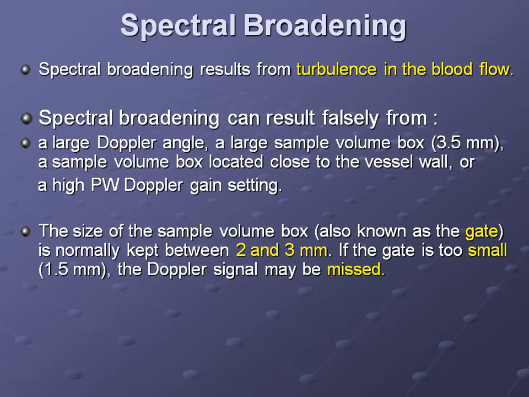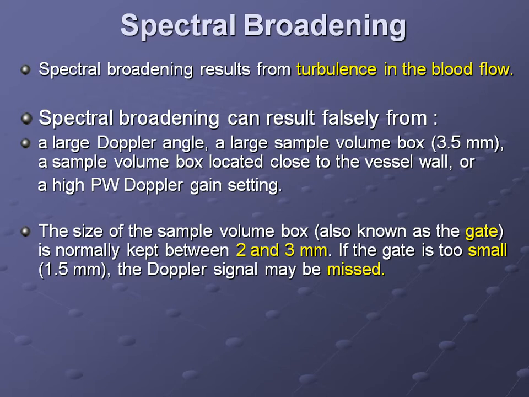What do you mean by spectral broadening? It's the result of turbulence in the blood flow. When there is a turbulent blood flow, you have spectral broadening. It can result falsely from either a large Doppler angle, a large sample volume box more than 3.5 millimeter, a sample volume box located close to the vessel wall, or a high pulse wave Doppler gain setting. These are the main causes of wrong spectral broadening.